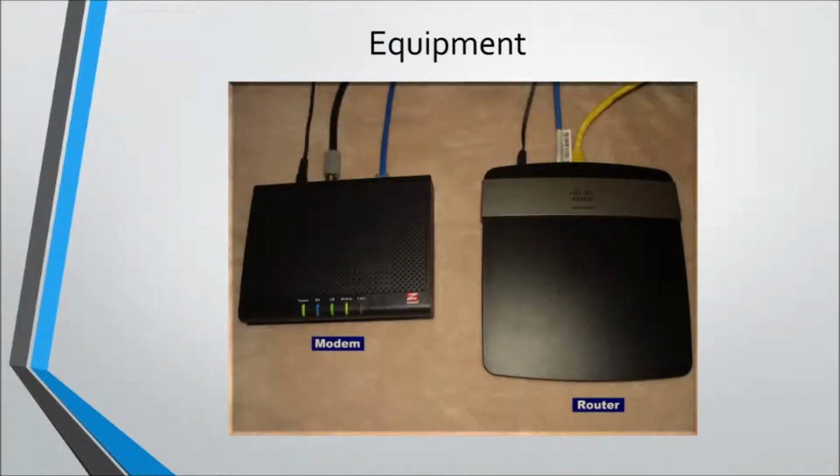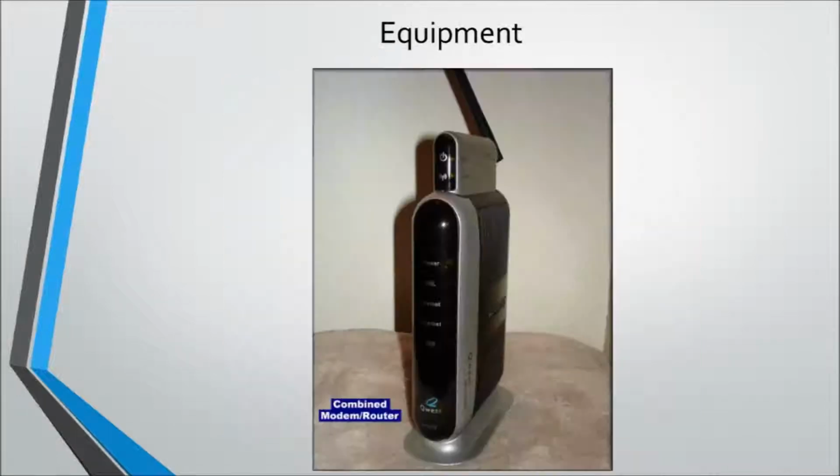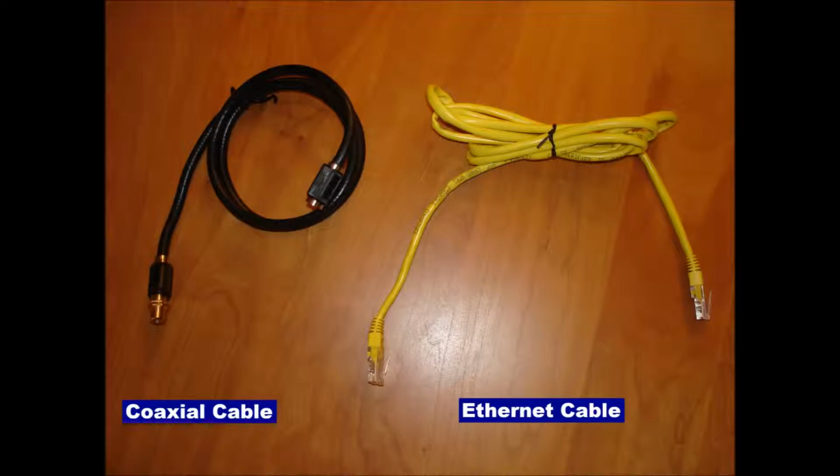Here is an example of a modem and a router. This device is a combination modem and router. This picture shows coaxial cable on the left. Coaxial cable connects your internet service provider to your modem, and Ethernet cable, the yellow cable, connects your modem to your router. Telephone cable looks very similar to Ethernet cable, except the connectors are smaller.